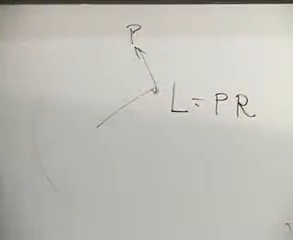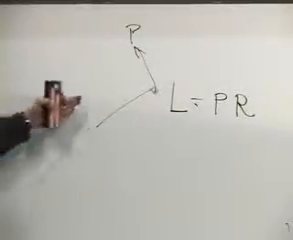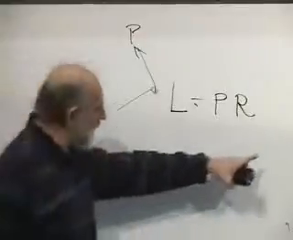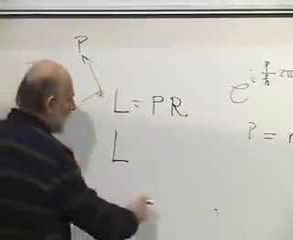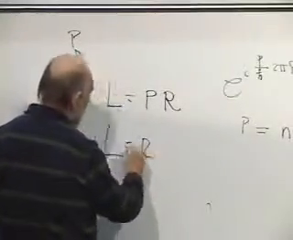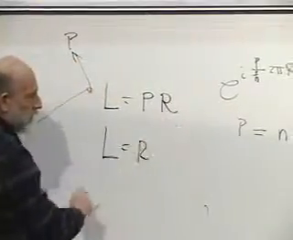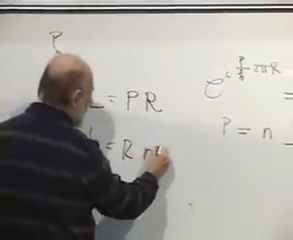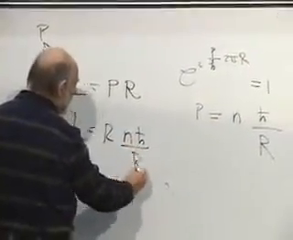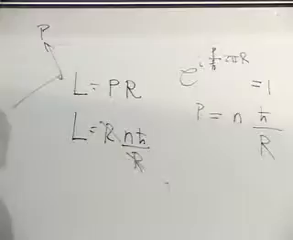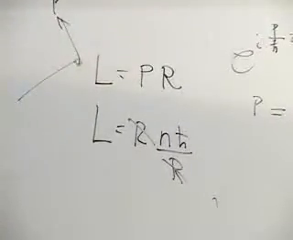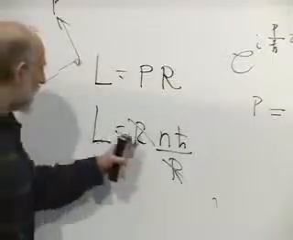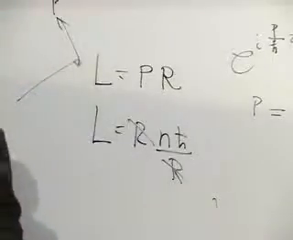Angular momentum is momentum times distance, or the moment arm of the momentum. What does that say the possible values of angular momentum are? The possible values of angular momenta are R, that's this R here, times the possible values of P, which is n h bar over R. So we see before our very eyes that angular momentum is quantized in units of h bar.